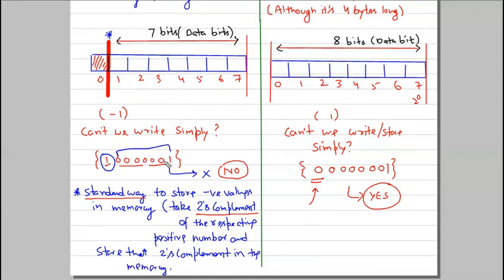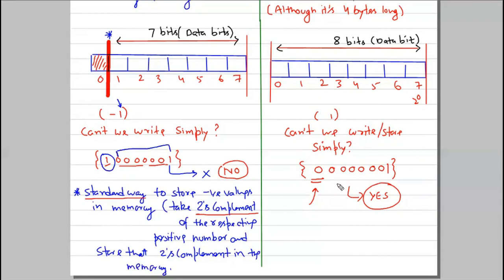So there is a proper way to store a negative number in memory. To store a negative number, let's say we want to store -1, what do we do? Take the binary format of 1, like this. Take the 2's complement of that. 2's complement is what? You first need to take the 1's complement, and then you need to add 1. It will become the 2's complement of that number, and then that will be stored in the memory as the negative of that particular number. So that is what I have written. There is a standard way to store negative values in memory.